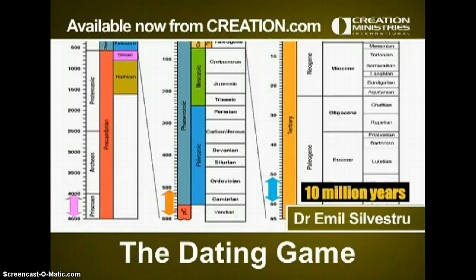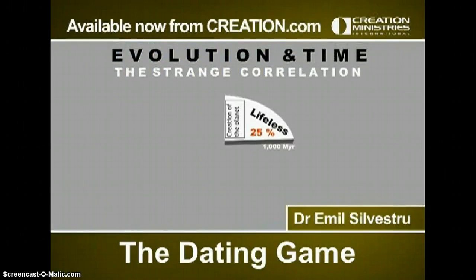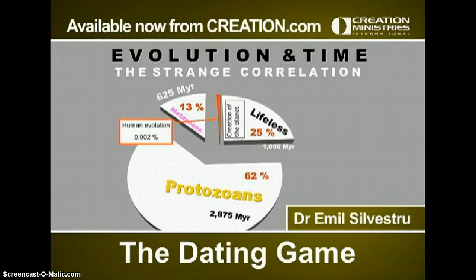Let us assume the 4.7 billion year age of the Earth according to evolutionists. So for the first billion years, which is 25% of it, the Earth was lifeless. Fine, it needed to cool and all that. But then here comes a strange thing. For nearly 3 billion years, which is 62%, the planet is inhabited only by single-celled creatures. Then multiple-celled creatures, metazoans, cover only 13%, which is 625 million years. And guess what? The most evolved and complex of them all, us humans, only needed 0.002%.